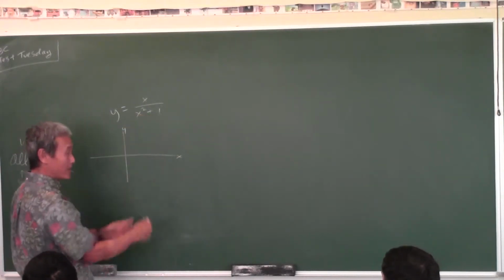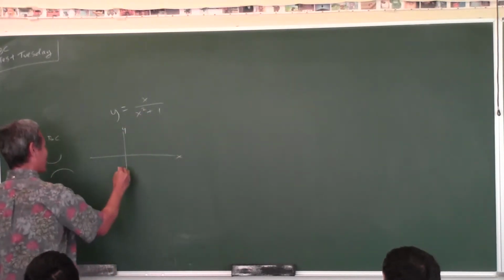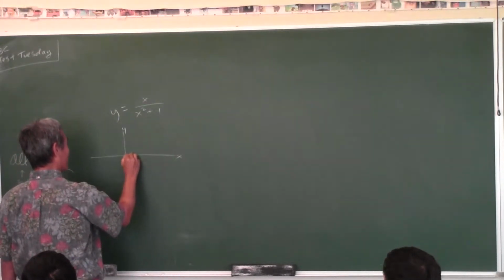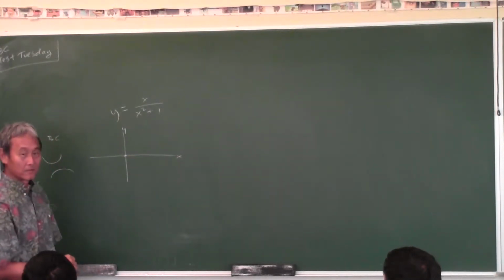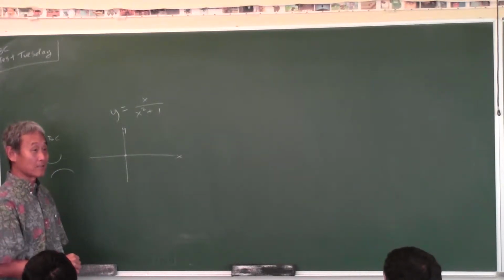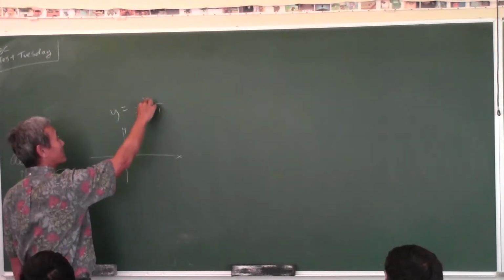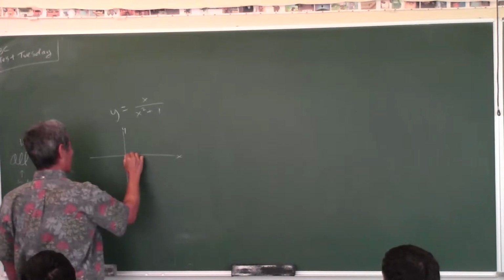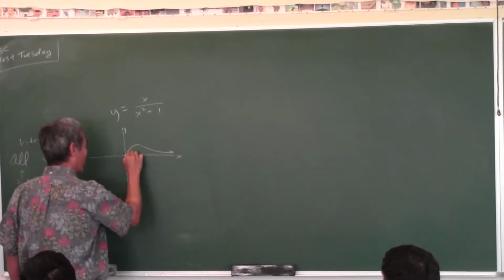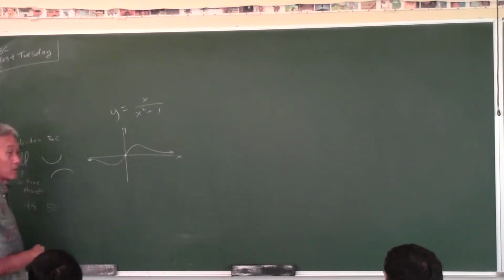X-intercept: this is a rational function, go through the 4 steps I taught you. X-intercept, zero. Y-intercept, zero. Vertical asymptote, none. Horizontal asymptote: if the power on the bottom is bigger than the top, then it's y equals 0. So it looks like it. Oh, it's this one. That's what the graph looks like.